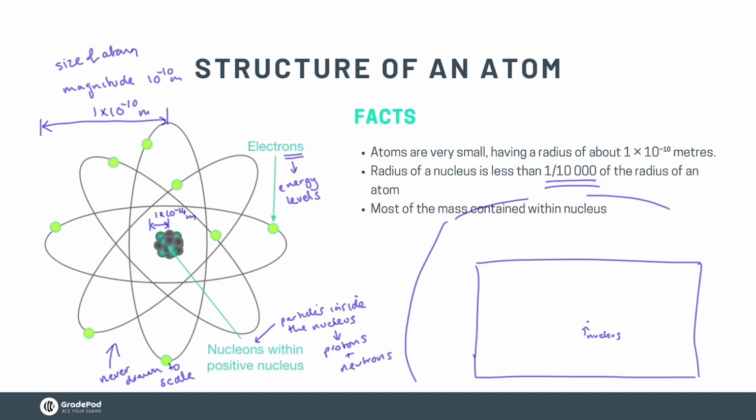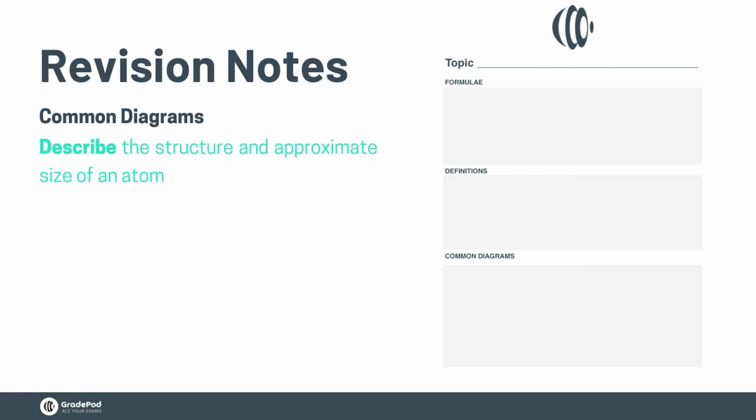The final thing we know about the structure of the atom is that most of the mass is contained within the nucleus. So the electrons don't have very much mass at all. And in fact, inside the nucleus, we have protons and neutrons, and they have most of the mass. We come to our revision notes. I want you to describe the structure and approximate size of the atom. I think we'll draw a nucleus like this. And let's just draw our electrons like this, and you'll see why in a minute, okay? And we'll put 2 electrons on there. Maybe if you're dead clever, you'll know why.